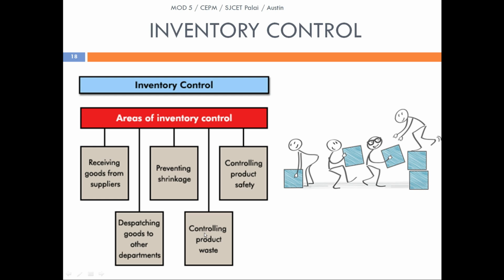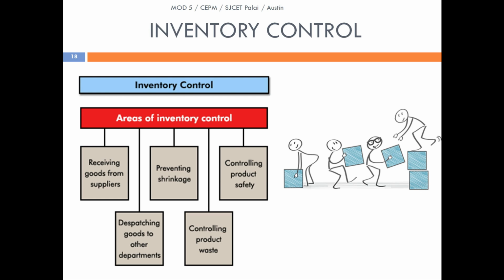Next one, controlling product safety. So these are the areas of inventory control, starting from the input as raw material, procurement, processing stages, and finally it becomes a finished product. So these are the areas of inventory control.